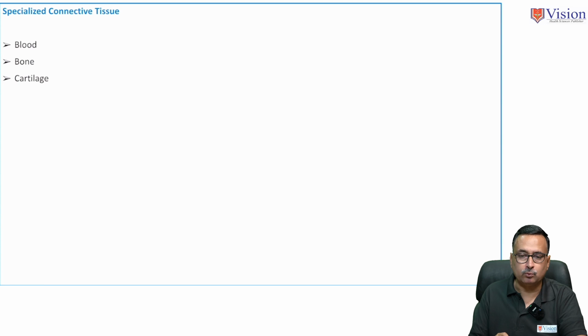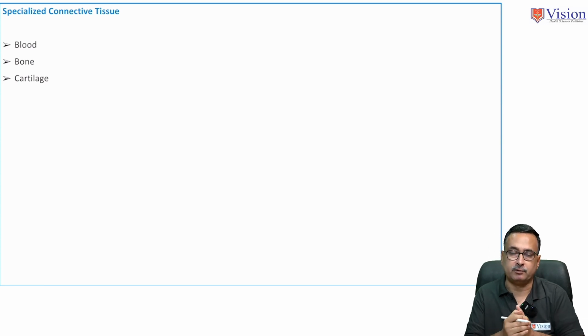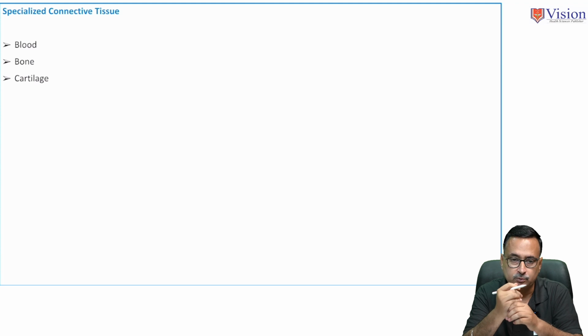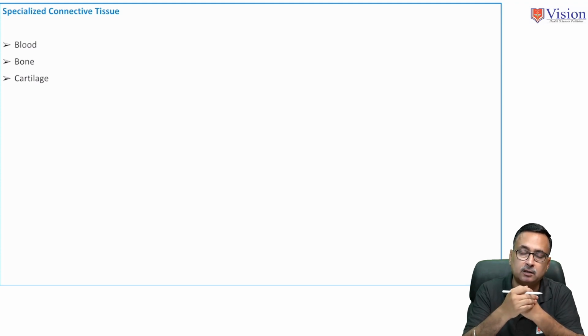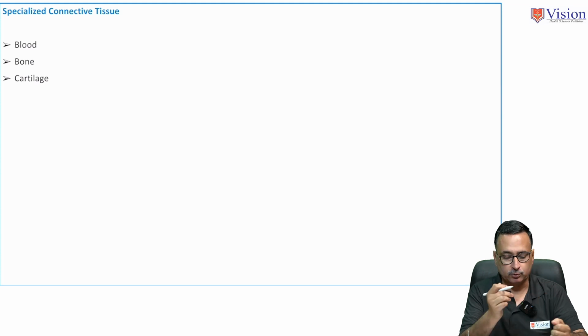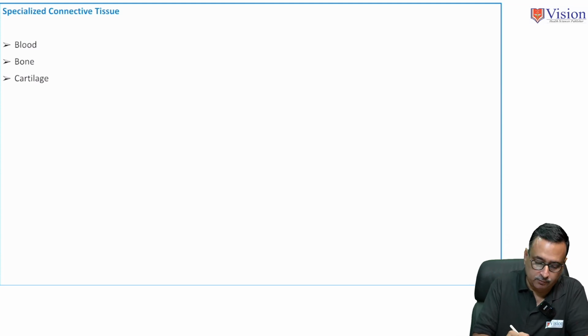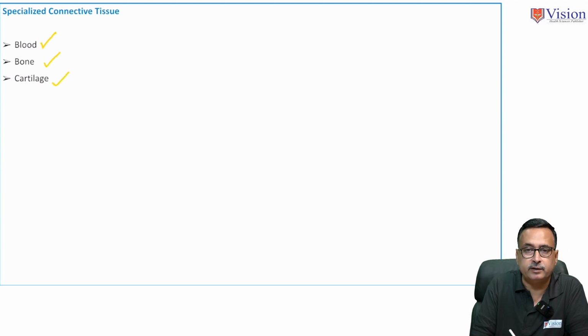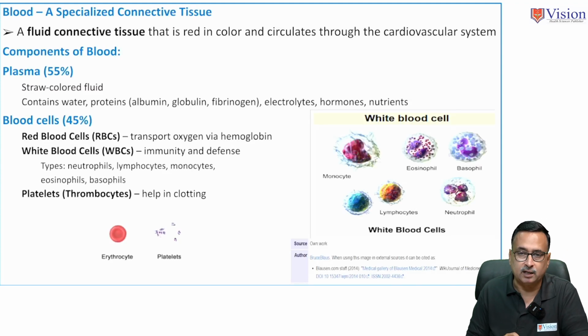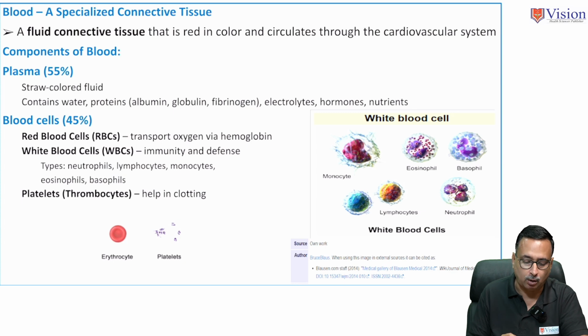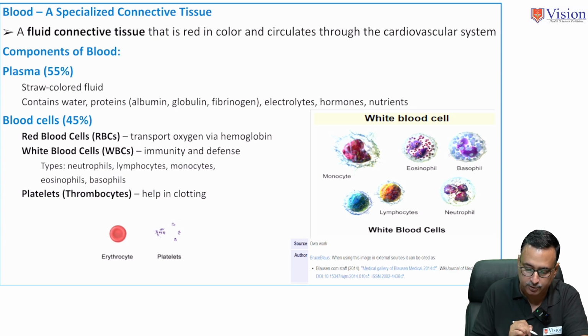So these two categories of connective tissue we have discussed. One is loose connective tissue, another is dense connective tissue. Another set of connective tissue are the specialized connective tissues. In specialized connective tissue, the first one is blood, another is bone, and the third one is cartilage. Let's have a brief overview of blood as a specialized connective tissue.